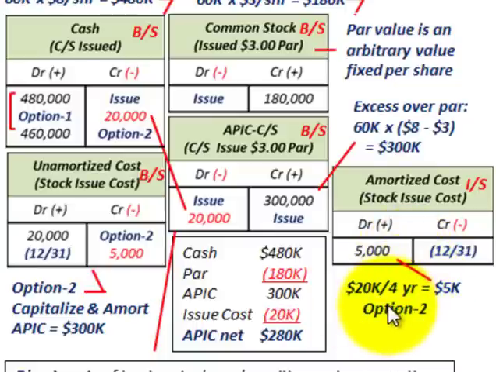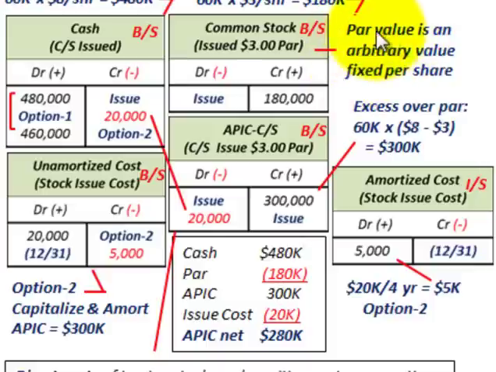Now that's option 2. Remember, option 2, we didn't reduce our additional paid-in capital, but we set up the unamortized stock issue costs. We capitalized them and then amortized them down. So at the end of each period, we would reduce our unamortized cost as an asset on our balance sheet, and then we'd recognize an expense by that amortized amount on our income statement. Okay, so that takes care of looking at issuing stock at its par value with the issue costs.